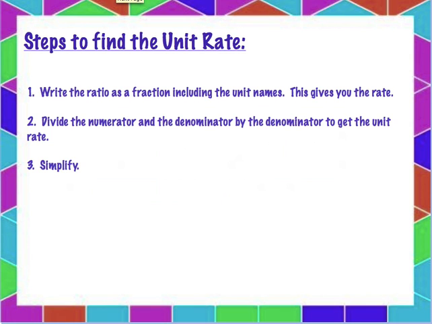So, the steps to finding the unit rate are to first write a ratio as a fraction, including the unit name. This is giving you the rate. Now to find the unit rate, we divide the numerator and the denominator by the denominator to get that unit rate. And then we simplify. Copy this information into your notes.